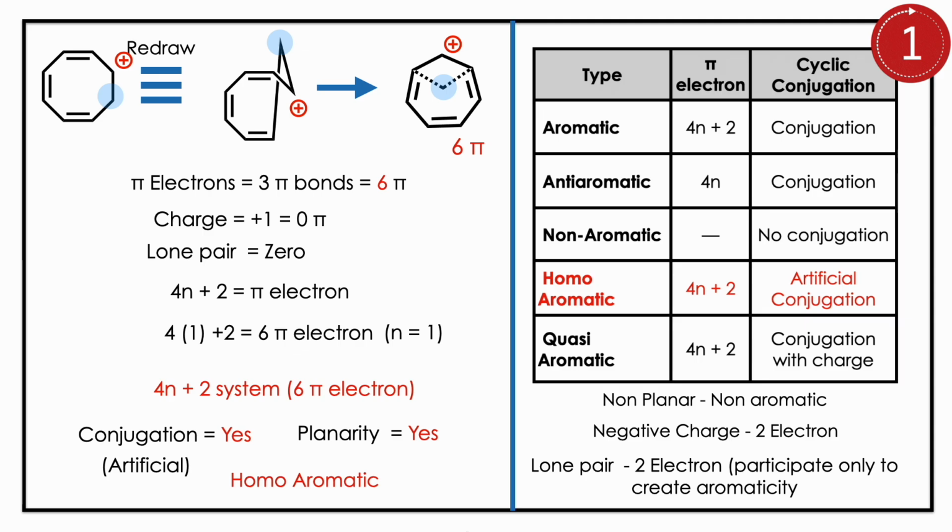If you count pi electrons, it has 3 pi bonds, so 6 pi. Charge is plus 1, so 0 pi electron. Lone pair is 0, so 4n plus 2 pi system where n equals 1, which contains totally 6 pi electrons. Conjugation, yes, artificially created. Planarity also there. So the given compound is homoaromatic.